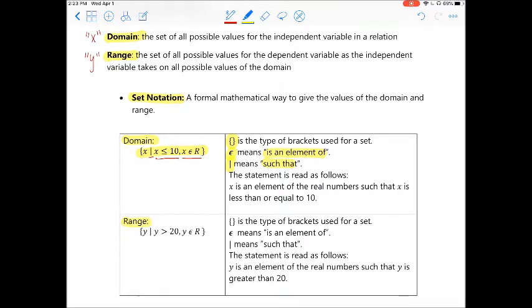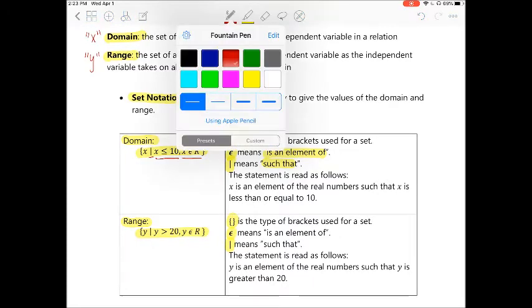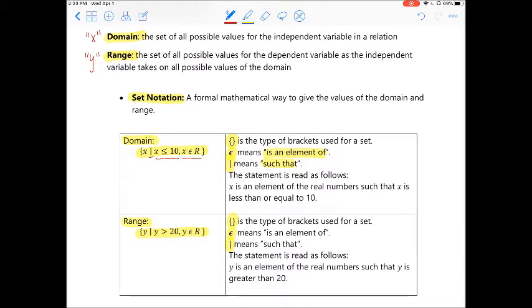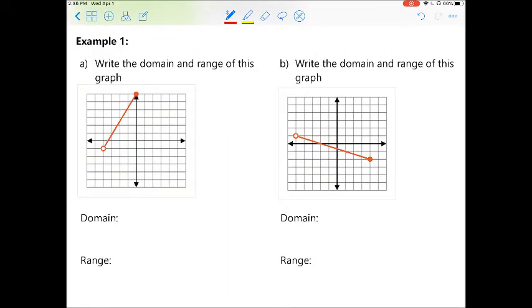Same idea goes to range. We write it this way. All those notations mean the same thing here. And the statement is read as follows. Y is an element of the real numbers such that y is greater than 20. So that's it for the notation. Let's take a look at example 1, part A. Write the domain and range of this graph.